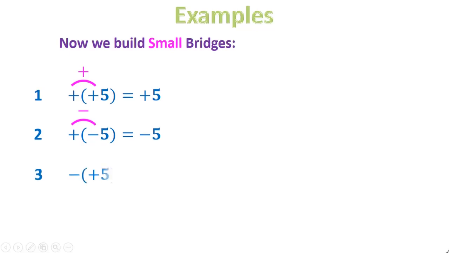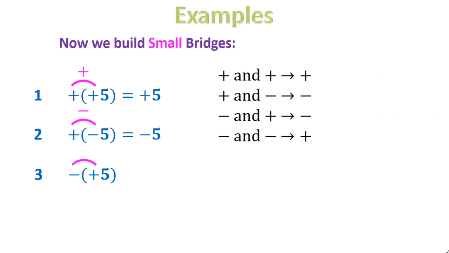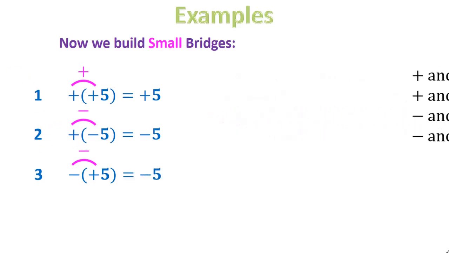Let's look at a third example. If I subtract positive 5. Same routine. I build my bridge. I look at my table. When I'm subtracting a positive, it's the same as subtracting, and so when I subtract positive 5, it's the same as taking away 5.